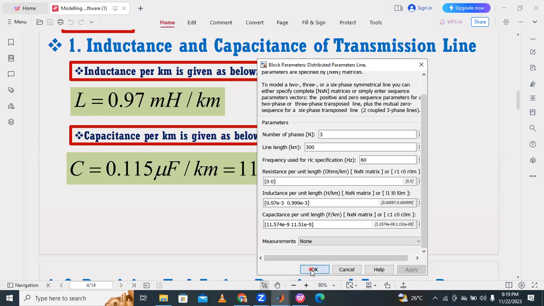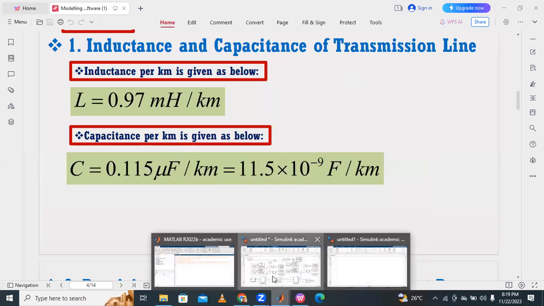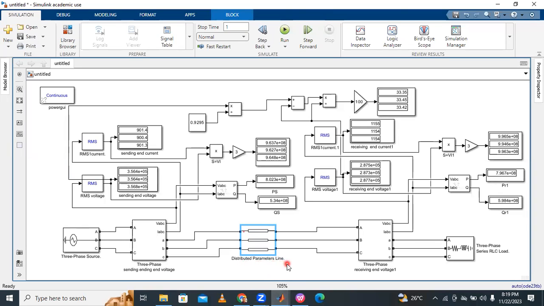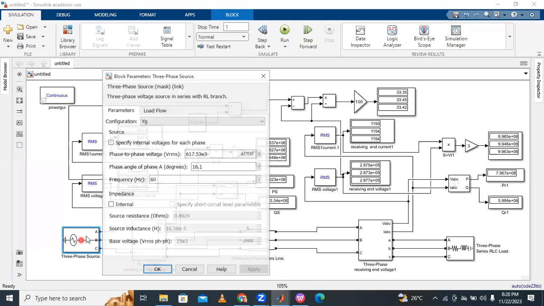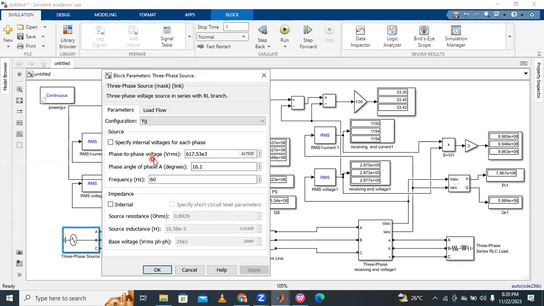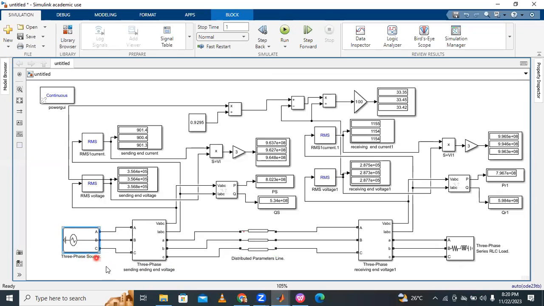This is about the distributed transmission line, the distributed parameters line. Understood? First, take a three-phase source and place it here. Open the three-phase source and write the phase-to-phase voltage, according to our example, 617 kilovolts. The phase angle is 16.1, the operating frequency is 60 Hz, and disable the internal connection. This is the three-phase source.